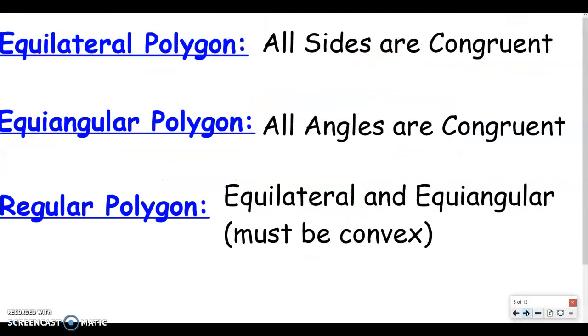An equilateral polygon. All sides are congruent. So if we have a triangle, it is equilateral if all sides are the same length. All sides congruent. Same with a square. All sides are the same length in a square. That is an equilateral polygon. A rectangle would not.